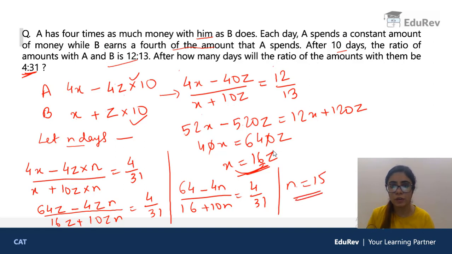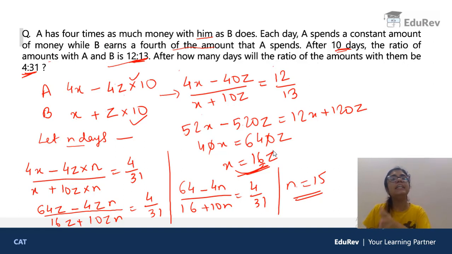Okay? So the value of n will come out to be 15. So after a total of 15 days, the ratio will be 4:31. But initially, after the first 10 days, the ratio was given as 12:13. After the first 10 days, the ratio is 12:13.